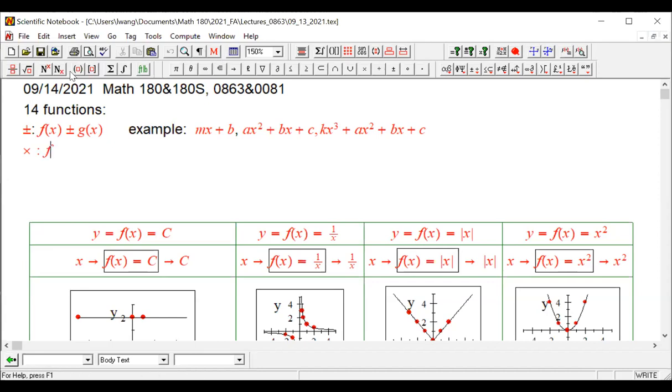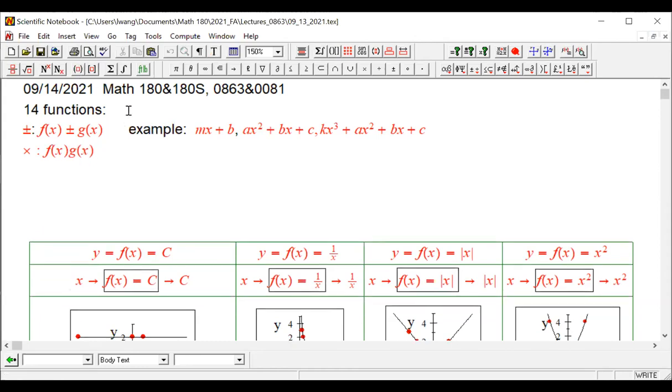f of x multiply g of x. What will happen? Let's look at some examples. Okay, this is the magic show. If I multiply x with x squared, multiply with x raised to the power 3, what have we created? We have created x raised to the power 6. Another new function.